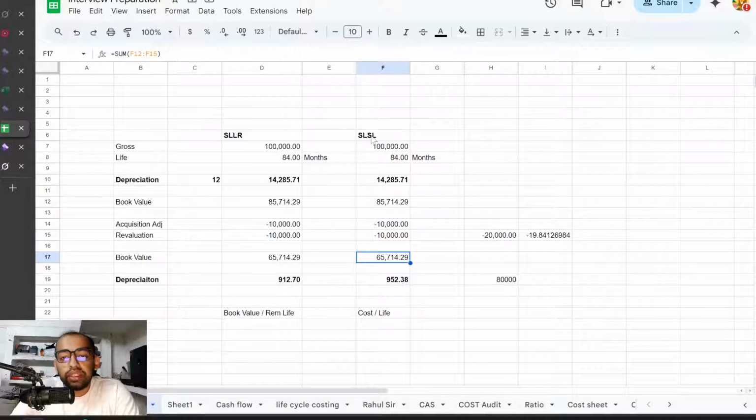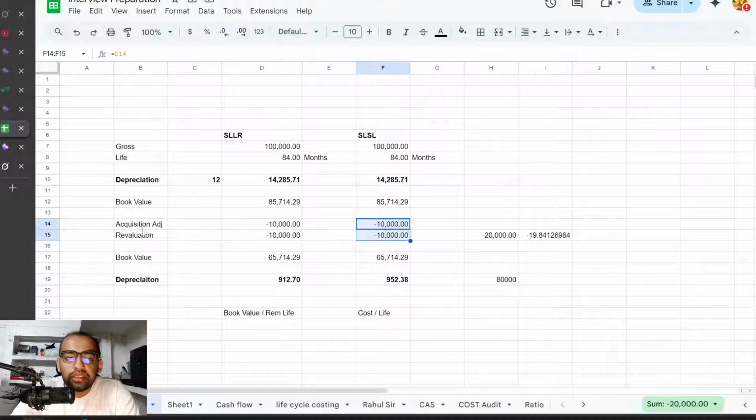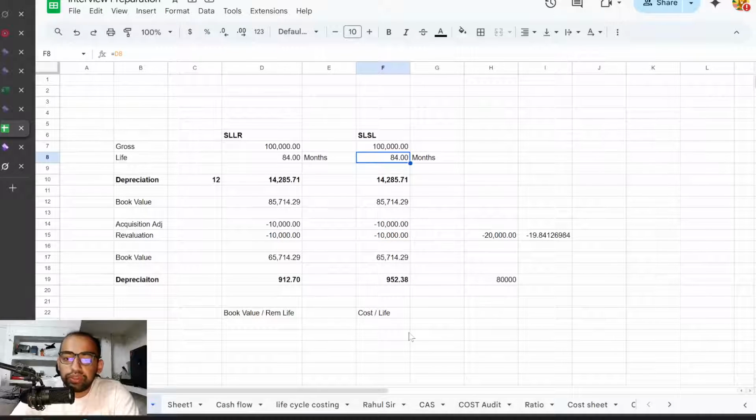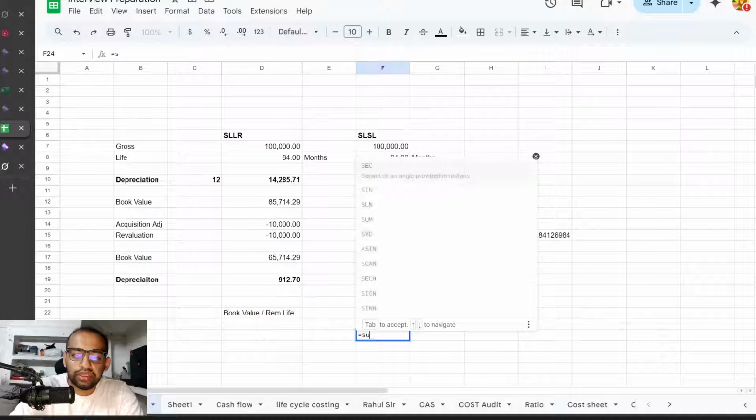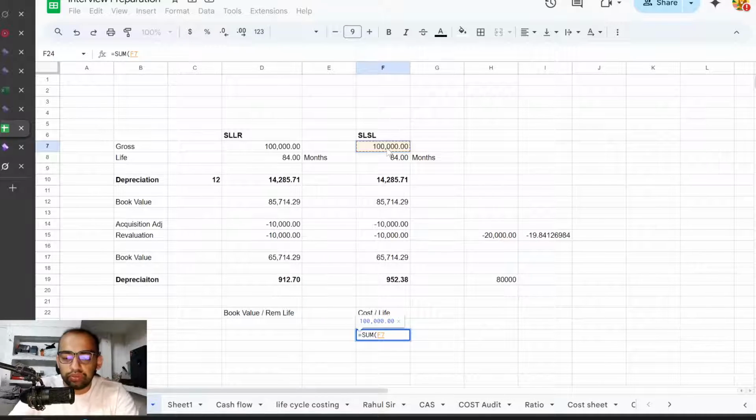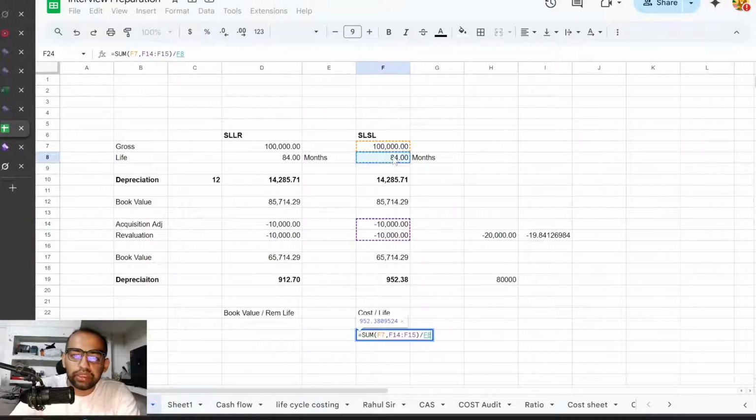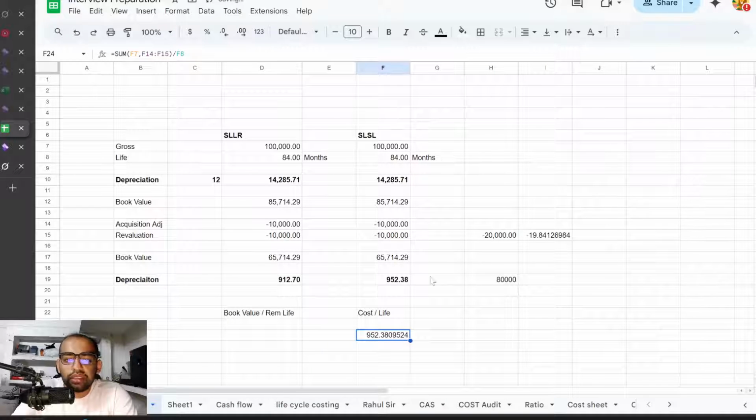But the straight line service life method does not take into account this book value. What it does is it uses the initial gross value, deducts the acquisition adjustment we did, and divides it by the initial life of 84 months. So if I compute it using this sum formula and divide it by the 84 months, then you can see that the amount calculated is 952.38.